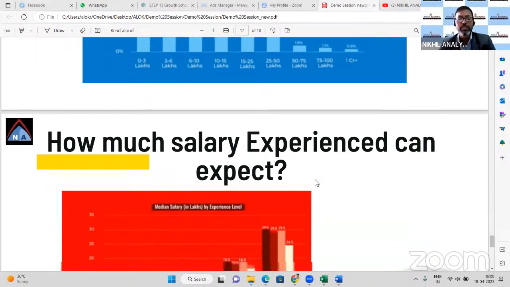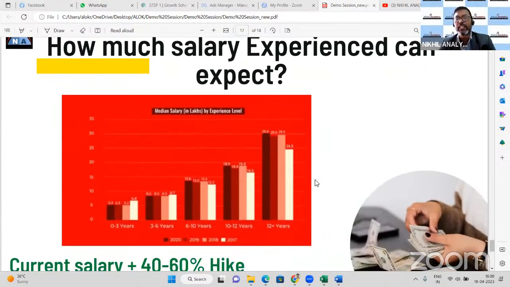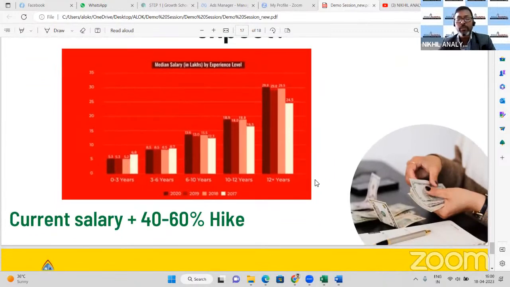How about the experienced people? How much salary can experienced people expect? For experienced people, the current salary plus a 40 to 60% hike can be expected. But in case you have a salary package above 10 lakhs, then 30% salary increment can be expected, because the higher the salary, the hike will not be so high.